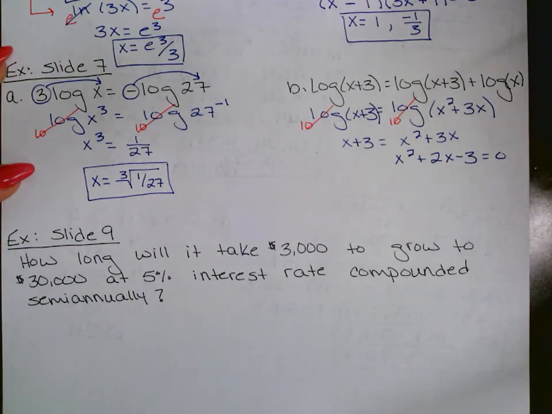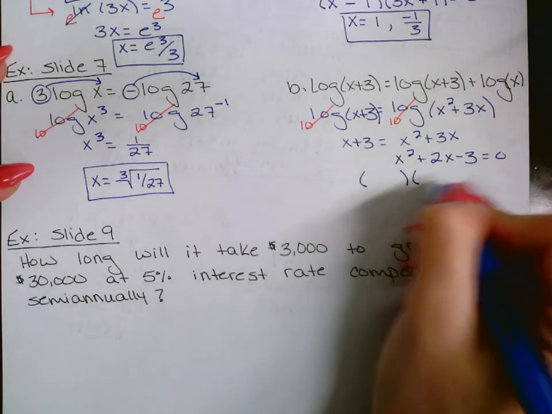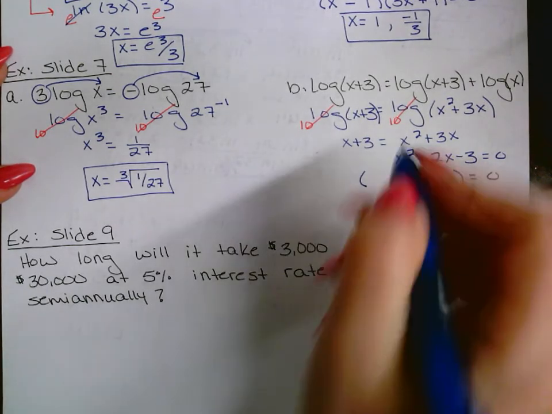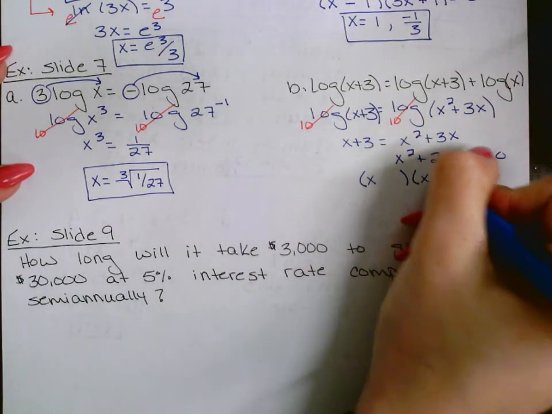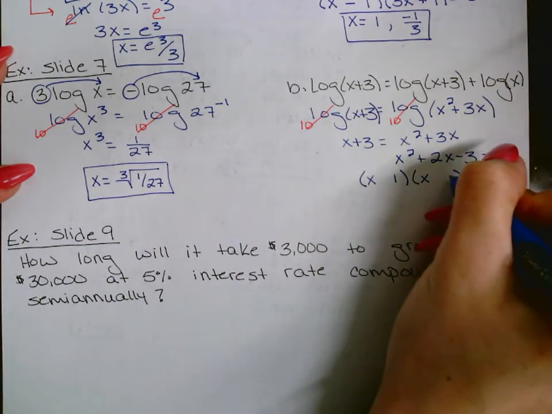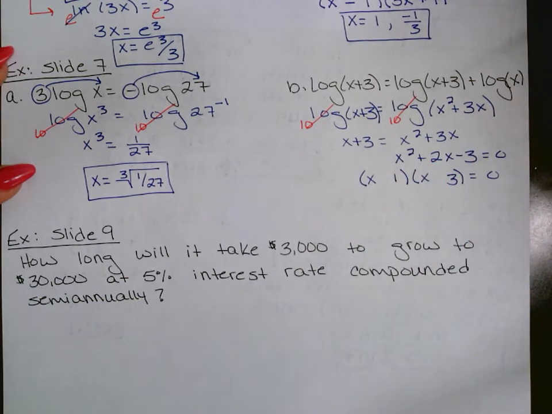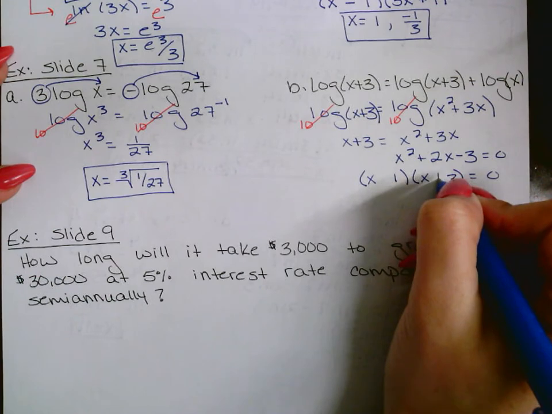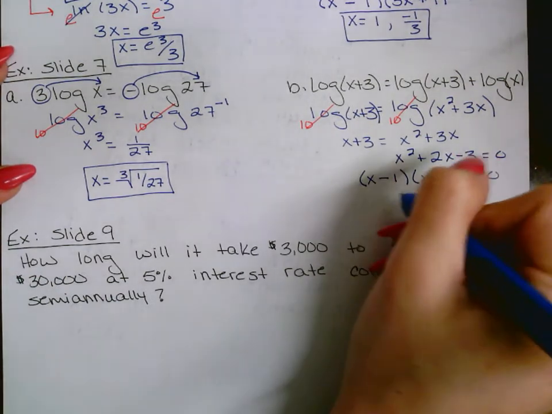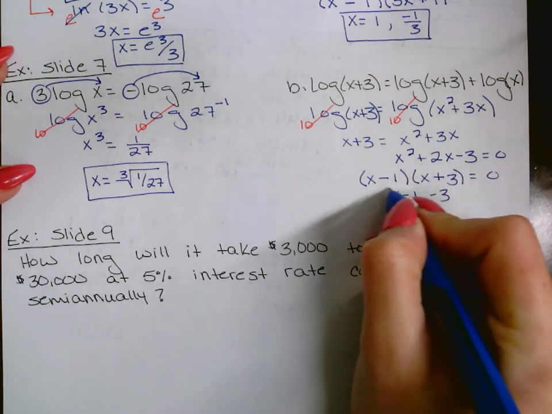And of course, our favorite part, factoring. Two things that multiply to give me x squared: x and x. Two numbers that multiply to give me a 3: 1 and 3. And if I need my middle term to be positive, who needs to be positive? The 3, the bigger number. Okay, the bigger number carries the weight. So now I get x equals 1 and negative 3.